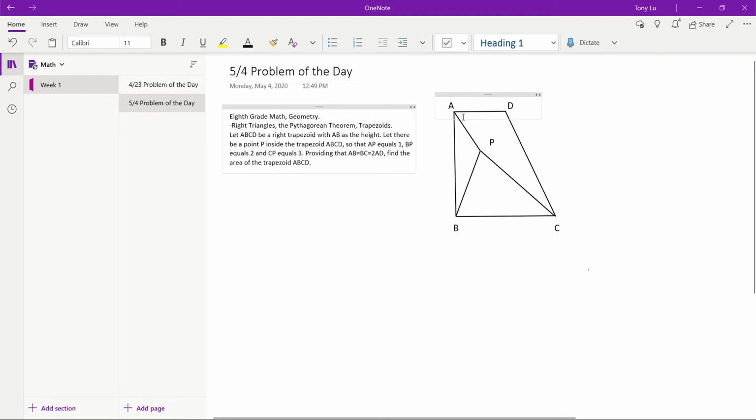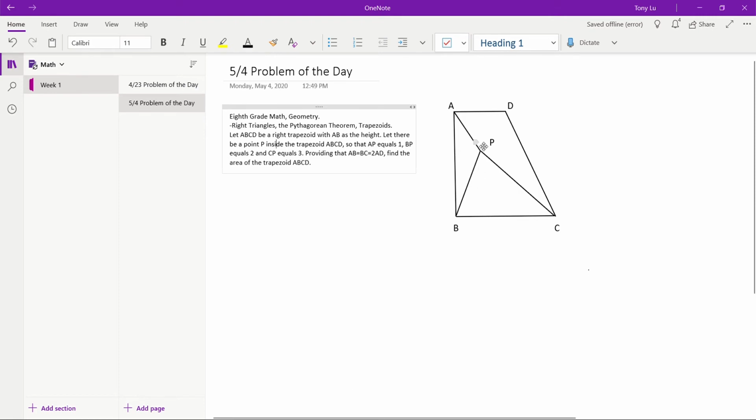As you can see, we have a right trapezoid ABCD, and AB is equal to BC. AD is equal to half of AB or BC. We know that there is a point P inside of this trapezoid, so that AP equals 1, BP equals 2, and CP equals 3.